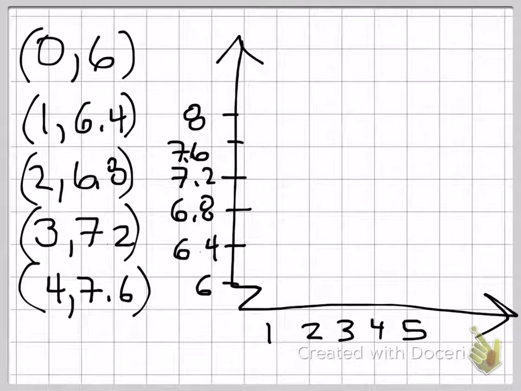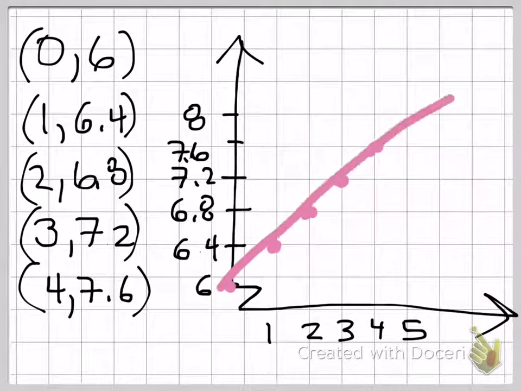And I'm going to put a point at each ordered pair. So (0, 6) would be right on the line. Then you have (1, 6.4), (2, 6.8), (3, 7.2), and (4, 7.6). And I'd connect these since I'm graphing an equation, and that would be my line.